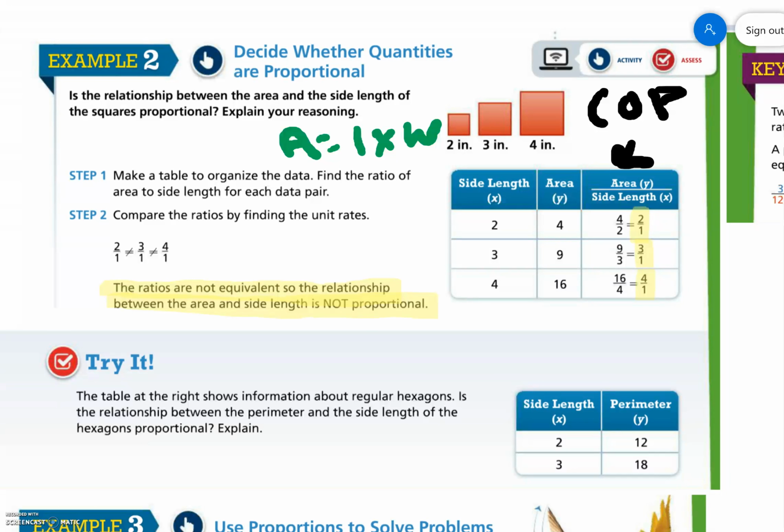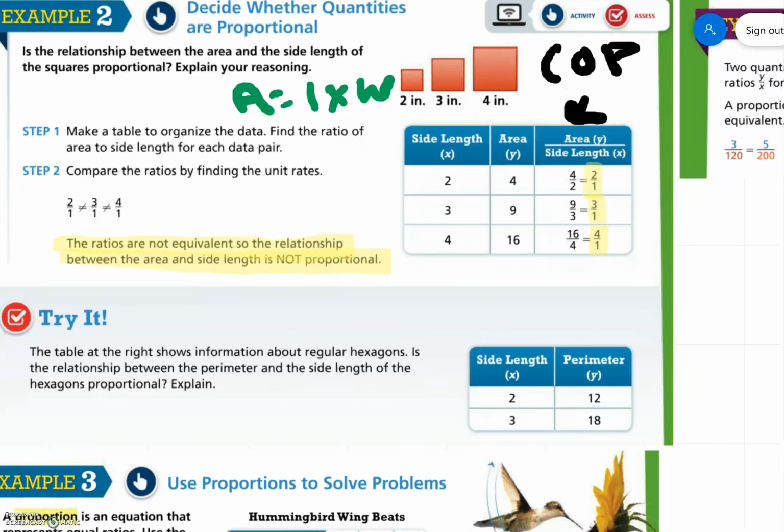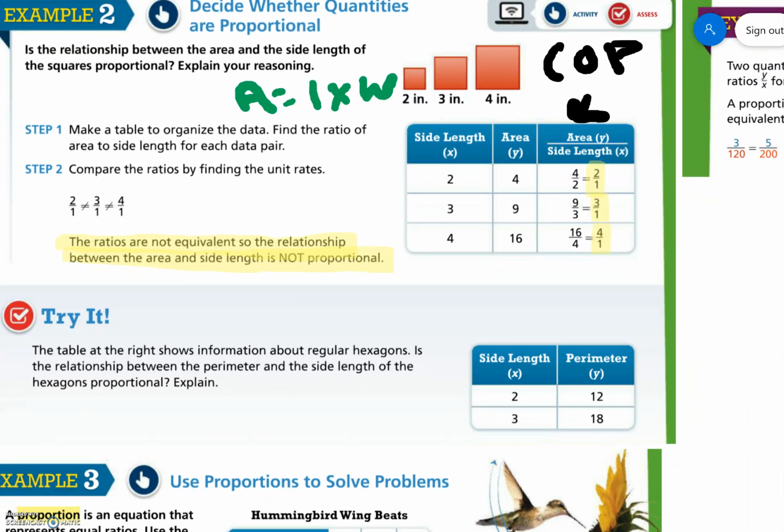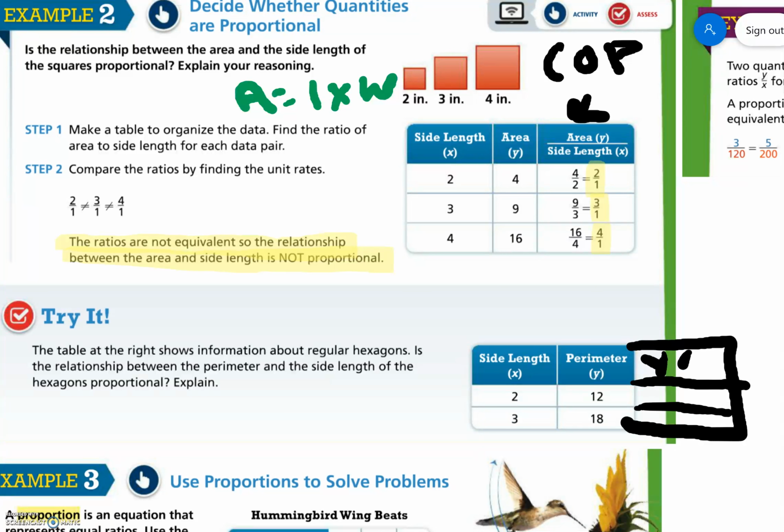Try it. The table at the right shows information about regular hexagons. Is the relationship between perimeter and the side length of the hexagons proportional? Explain. I'm going to put this extra box here, and this is where we do our y divided by x. I want you to try this on your own. Pause the video and check back to check your answers.